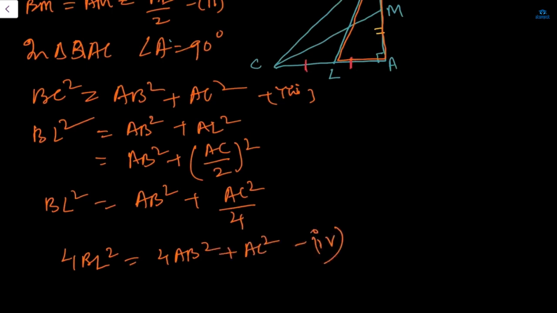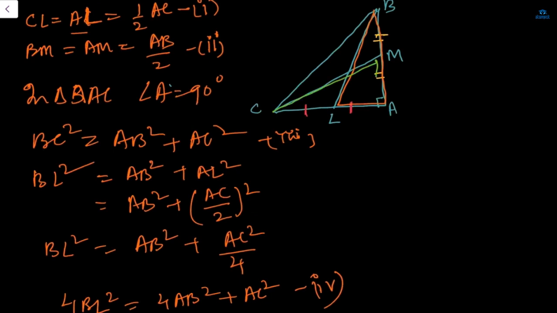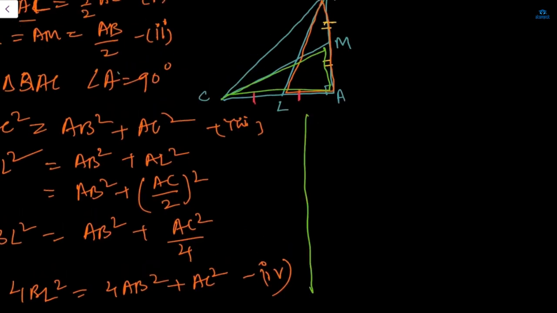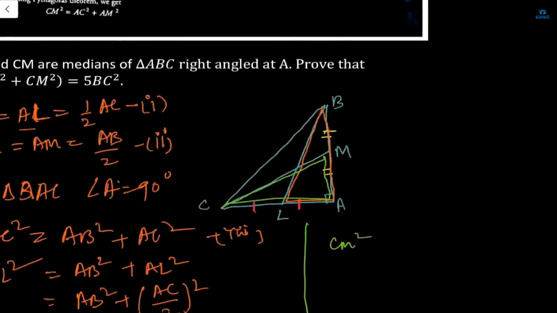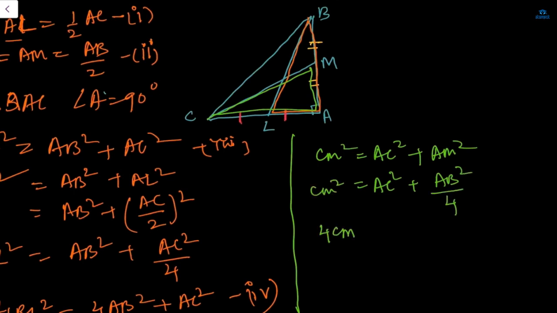Okay, now similarly do in the other triangle which is having 90 degree. Which is another triangle that is having 90 degree? This one. Yes, this one. Okay, so I'm just going to divide the page here. So CM square is equal to AC square plus AM square. So instead of AM, you can write here AB square upon 4. So 4 you will bring here. The 4 CM square is equal to 4 AC square plus AB square. Am I right? Any confusion? Okay, now you can mark this as equation 5th.